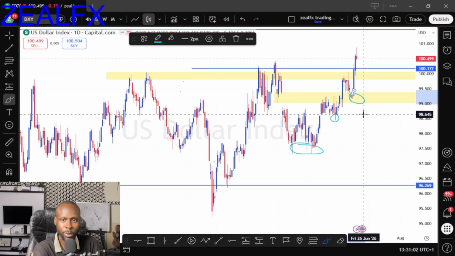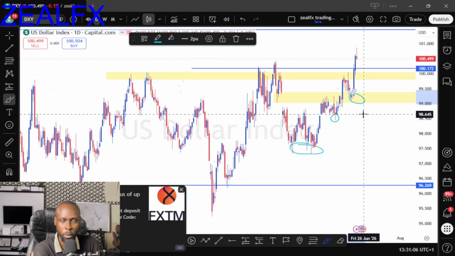So long as we have this bullish momentum for the dollar index, our job this week is to look out for more buying opportunities for the dollar index. So long as we have this bullish momentum, we need to look out for our area of interest for us to keep buying the dollar this week.